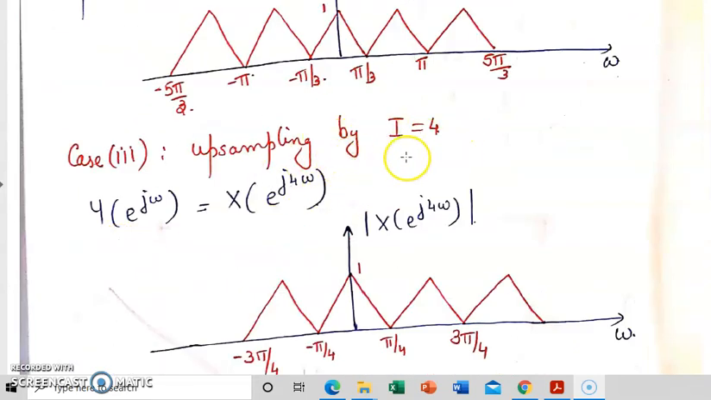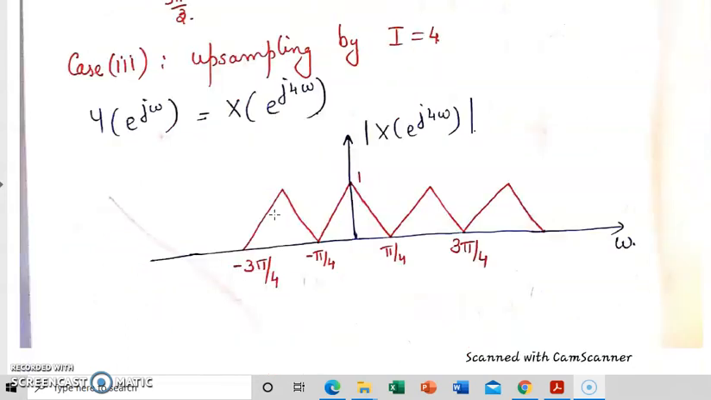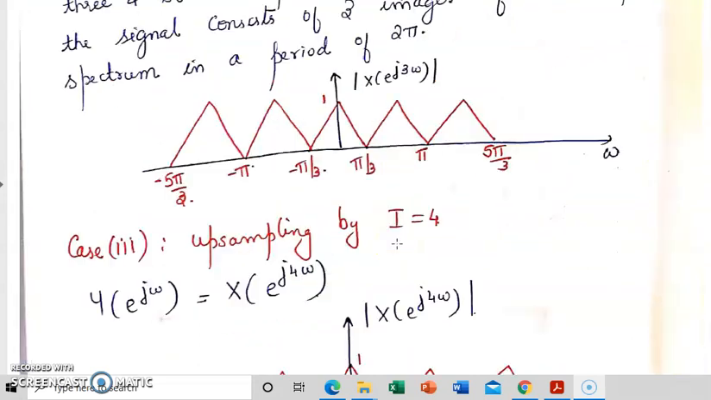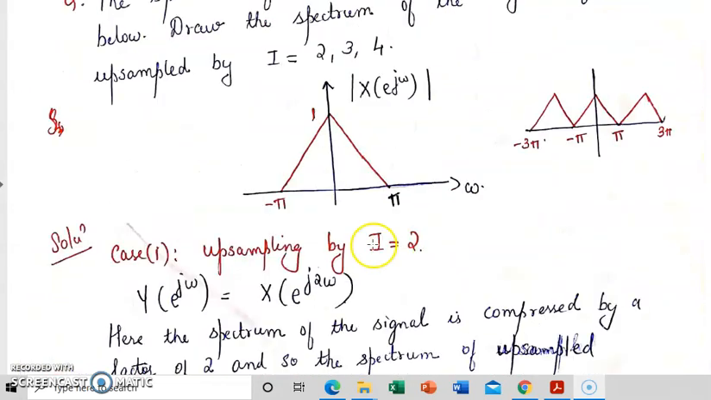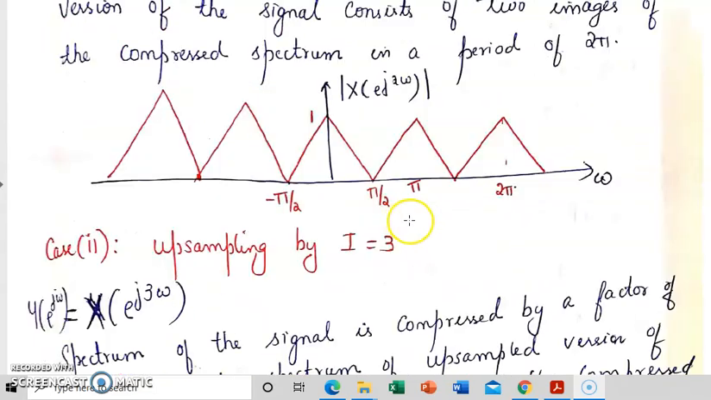Next is upsampling by 4, I is equal to 4. So there we have to compress the spectrum of the input signal by a factor of 4. So this region becomes minus pi by 4 to plus pi by 4.